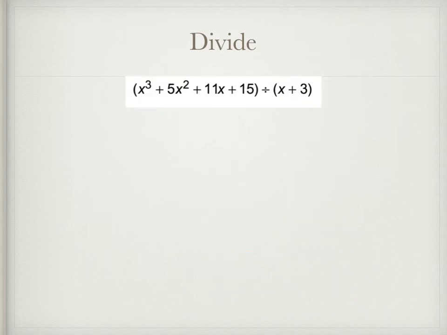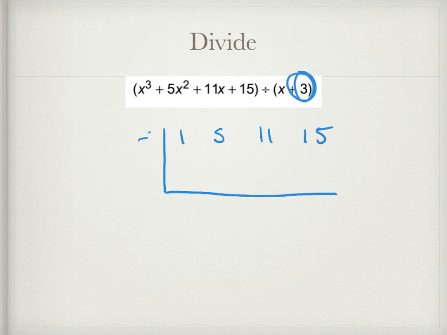Next one. What's going to go on the inside? So remember, the coefficients, the number in front goes on the inside. So 1. What's next? 5, 11, and 15. Awesome. We're not missing any terms, so we don't have to include any zeros in there. We're good. What goes on the outside? -3. Got to change the sign. Don't forget to change the sign.